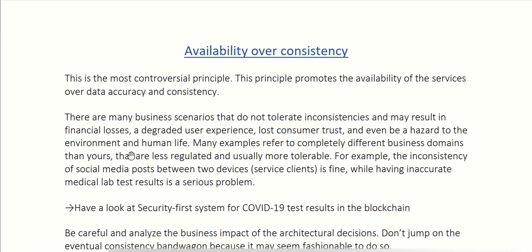Okay, there are many business scenarios that do not tolerate inconsistencies and may result in financial losses, a degraded user experience, lost customer trust, and even be a hazard to the environment and human life. Many examples refer to completely different business domains than yours, that are less regulated and usually more tolerable. For example, the inconsistency of social media posts between two devices is fine, while having inaccurate medical lab test results is a serious problem.